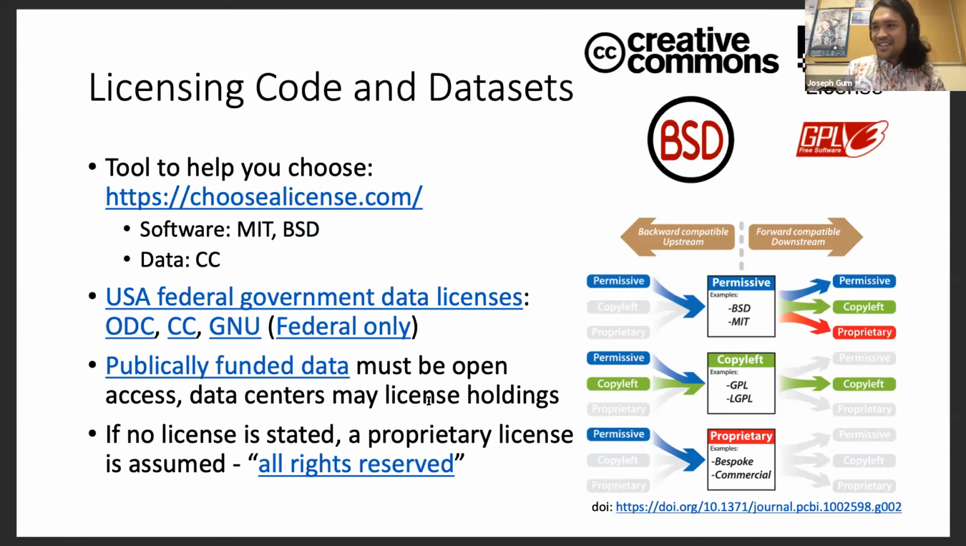Publicly funded data must be open access. Data centers may license holdings. So that means if you give your data to, say, CCHDO, BCO-DMO, and NCEI, they are allowed to put a license on your data, which generally turns out to be a Creative Commons license because they're funded to make all the data publicly available. If no license is stated, a proprietary license is assumed.